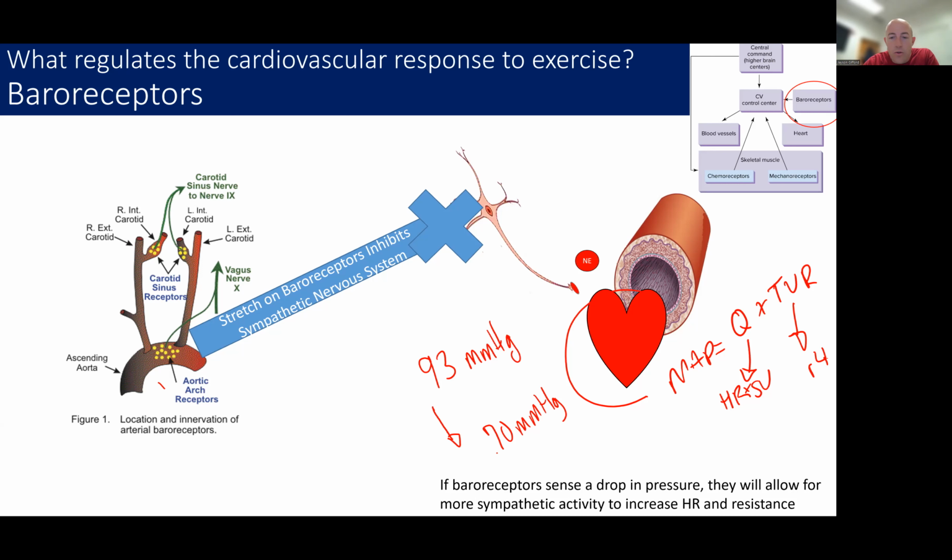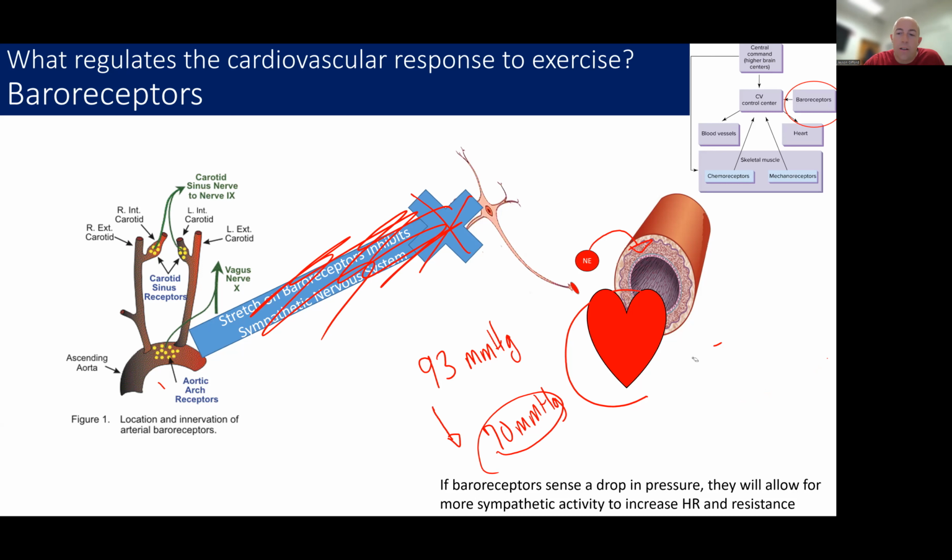So if you sense this drop in blood pressure, you're going to increase sympathetic activity. You're going to take the brake off. This thing's gone, and now the sympathetic nerve should be able to work uninhibited. So heart rate and stroke volume will both increase, and you'll get norepinephrine going to your arterioles, which will cause constriction, driving up resistance, and hopefully increasing blood pressure.